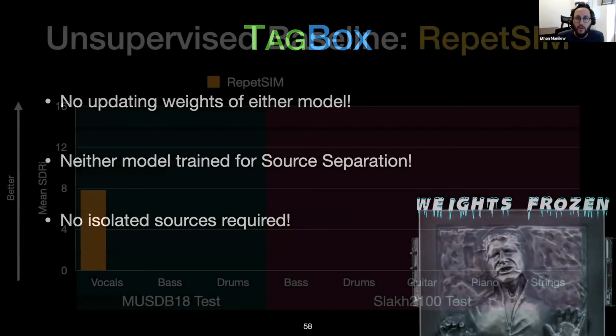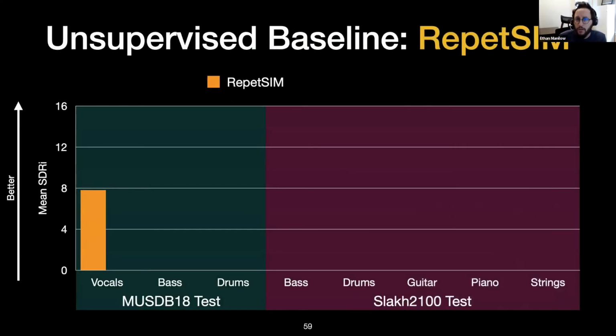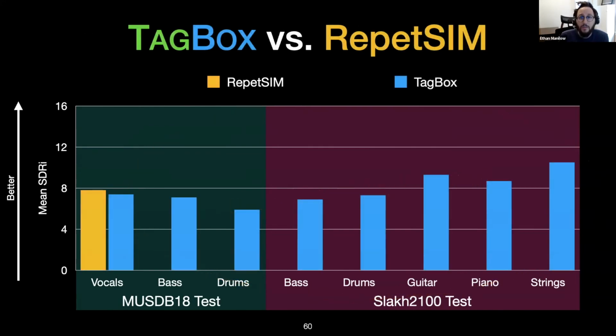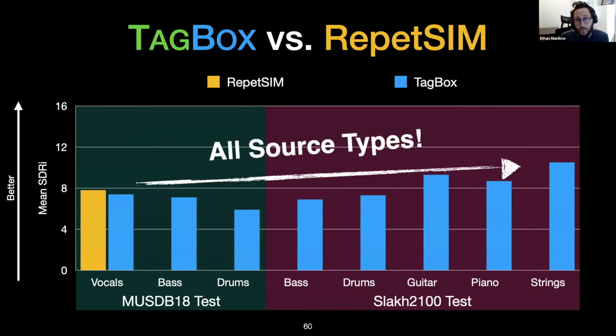So now I'm going to compare TagBox to an older algorithm, REPET-SIM, as a baseline. You'll notice that REPET-SIM is a vocal separation algorithm, so all these other source types are completely undefined. Yet TagBox can provide separation estimates at about the same level of quality for all of the sources that we test across two different datasets, MUSDB and Slakh.